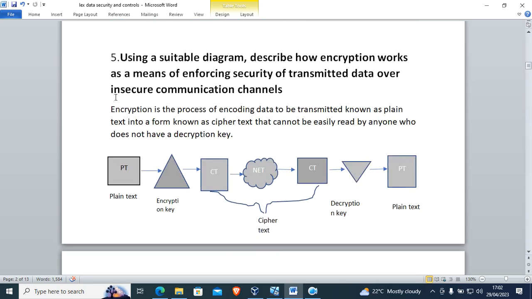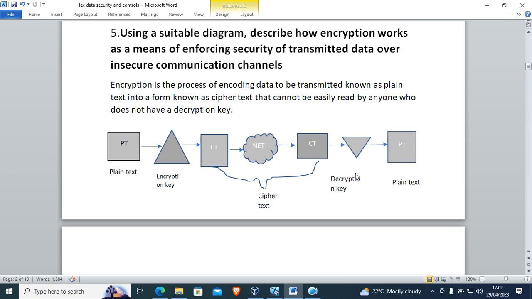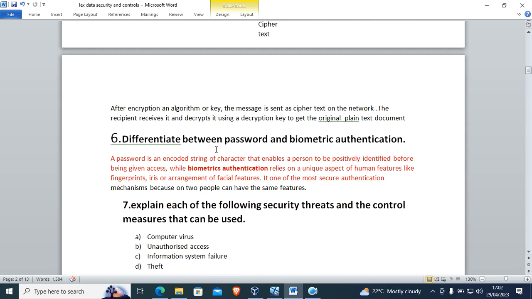Then guys, we have using a suitable diagram, describe how encryption works as a means of enforcing security of transmitted data over insecure communication channel. So when you talk about encryption, it is mixing up data in a way that only the sender and the receiver will understand. So we usually have the plain text. It is mixed to be encrypted on the key. It becomes ciphertext. Then on the receiving end, it is decrypted back to plain text. So you can use that diagram for that case.